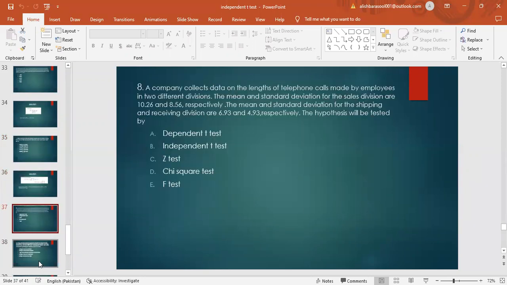A company collects data on the lengths of telephone calls made by employees in two different divisions. The mean and standard deviation for the sales division are 10.26 and 8.56 respectively. The mean and standard deviation for the shipping and receiving division are 6.93 and 4.93 respectively. The hypothesis will be tested by: A, dependent t-test; B, independent t-test; C, z-test; D, chi-square test; and E, f-test. Anyone? It's B, independent t-test.